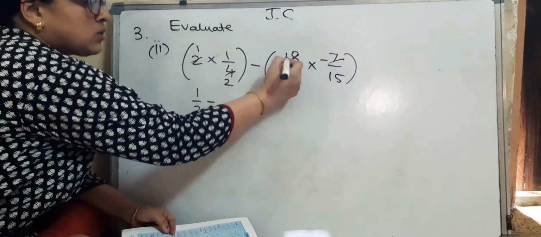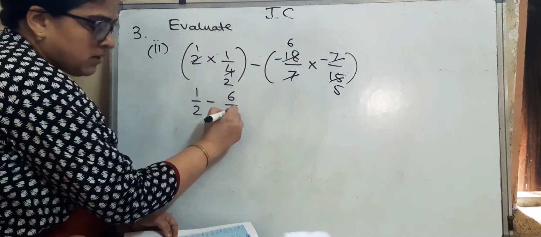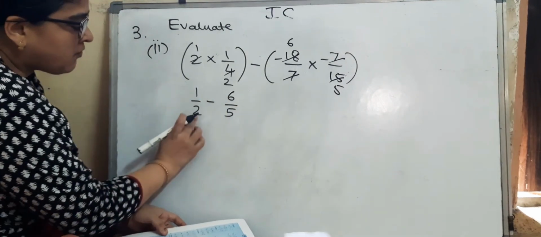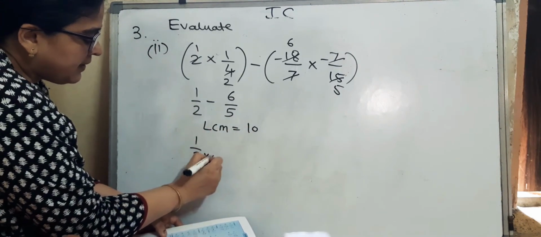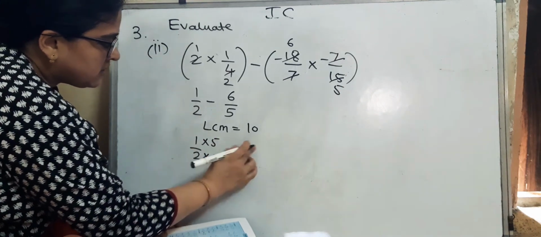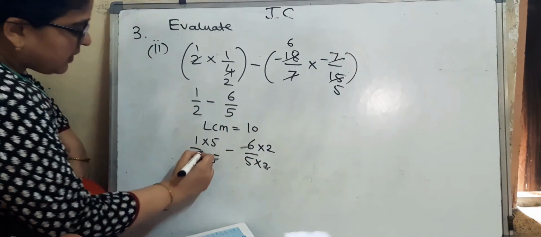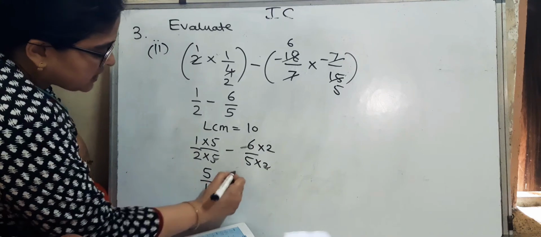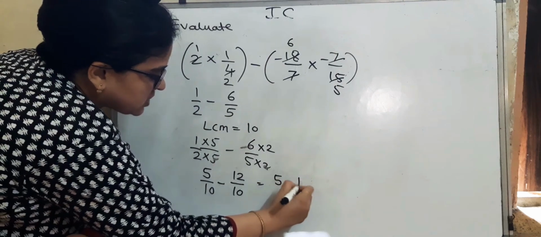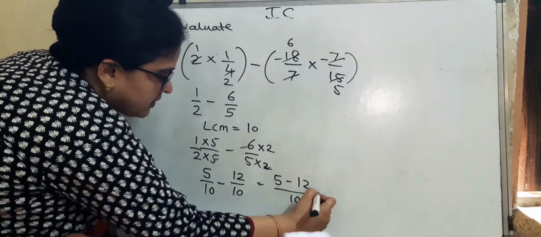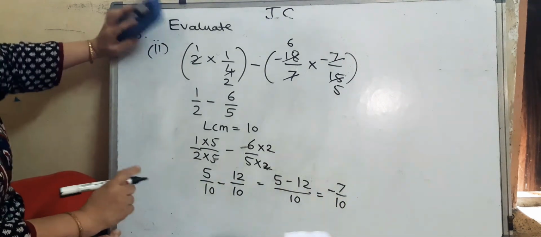Now here both come in a table of 3. 6 threes are 18 and 5 threes are 15. So 6 upon 5. Now LCM of 5 and 2. LCM of 5 and 2 is 10, right? So here 1 upon 2 into 5 and 6 upon 5 into 2, right? Then it will be 5 upon 10 minus 12 upon 10. So 5 minus 12 upon 10 is equal to minus 7 upon 10 is the answer. So minus 7 upon 10. This is second sum.